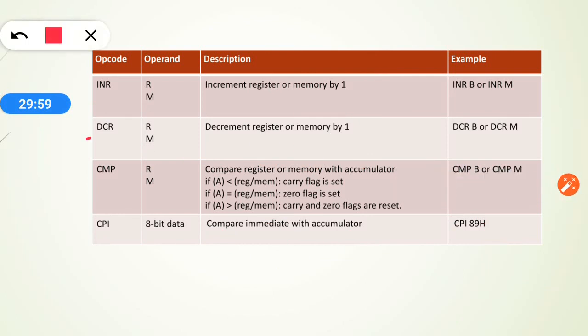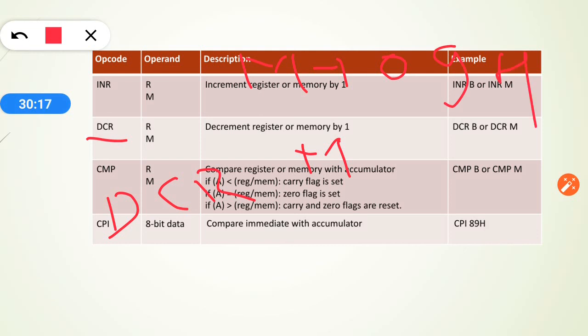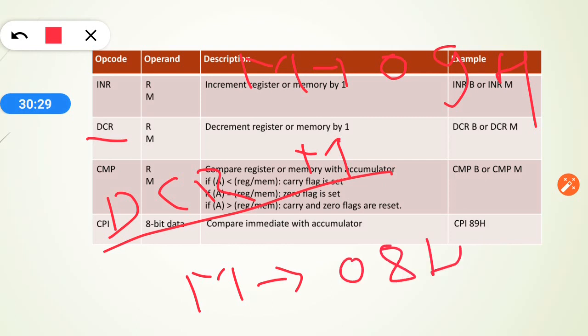Similarly, this DCR is used for decrementing the value of a register or memory device by 1. I can give the example DCR M. The content of the memory location, suppose in M I have stored 09H as a value, right? So here DCR M means decrement the value by 1. After execution of this instruction, M's value becomes 08H, that is, it is decremented by 1.